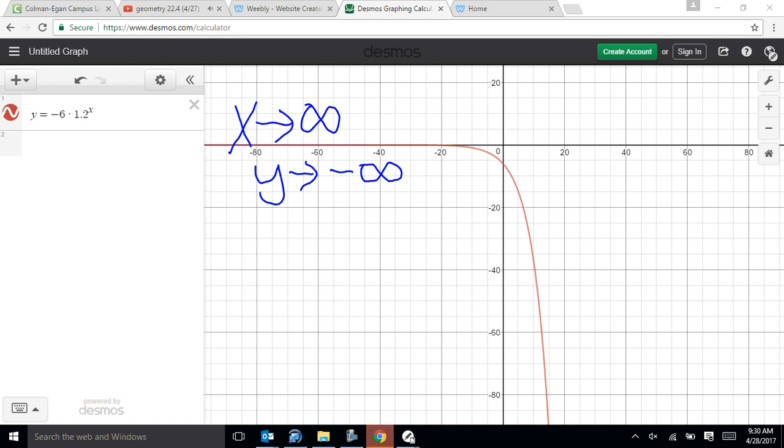So is this a growth or decay? What tells us? If we're looking for growth or decay, we're looking at this. And so that's positive, right? It's greater than 1. So if it's greater than 1, is that decay or growth? Growth.